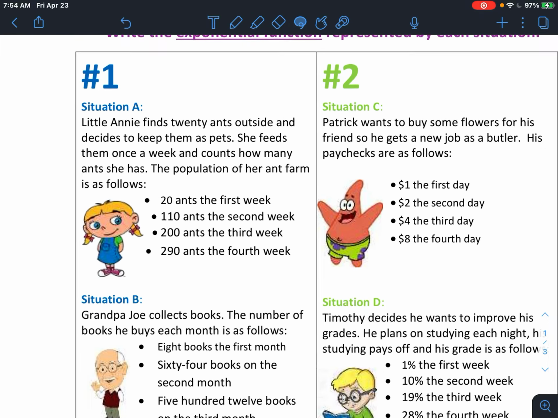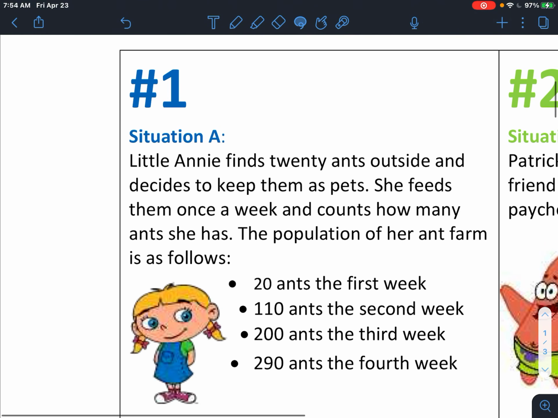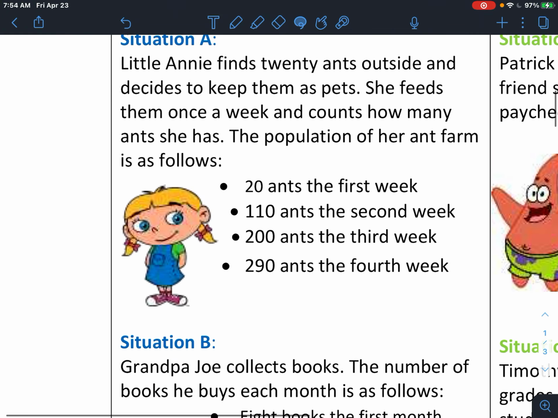If I'm looking at this first problem, situation A, little Annie finds 20 ants outside and decides to keep them as pets. She feeds them once a week and counts how many ants she has. The population of her ant farm is as follows. She has 20 ants in the first week, 110 ants in the second week, 200 ants in the third week, and 290 ants by the fourth week.